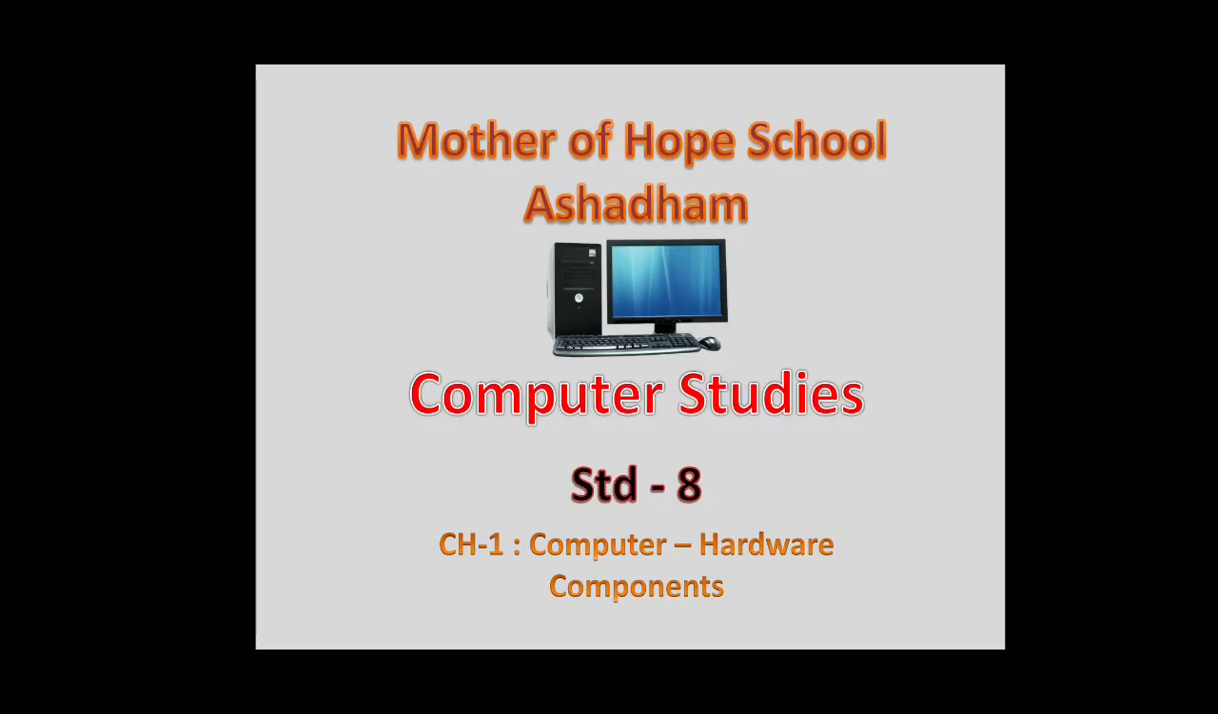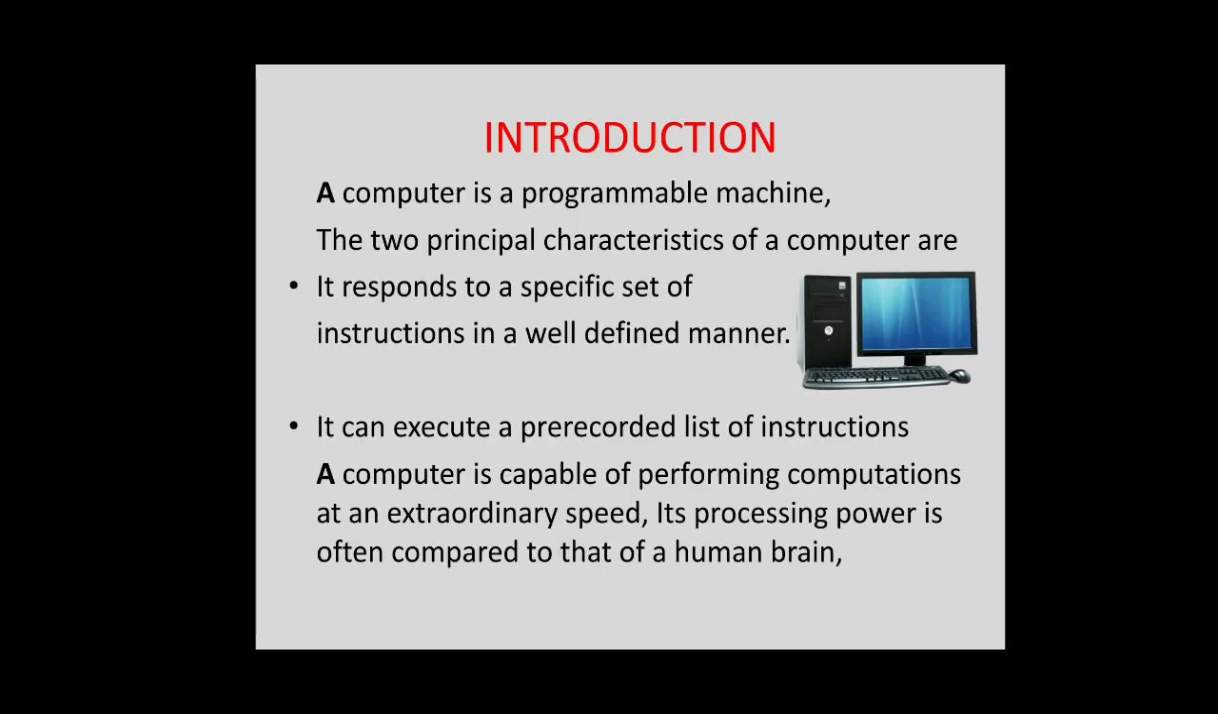Students, today in computer studies we are going to start our first chapter, Introduction to Computer and its hardware components. A computer is a programmable machine. The two principal characteristics of a computer are that it responds to a specific set of instructions in a well-defined manner, and it can execute a pre-recorded list of instructions. A computer is capable of performing computations at an extraordinary speed. Its processing power is often compared to that of a human brain.